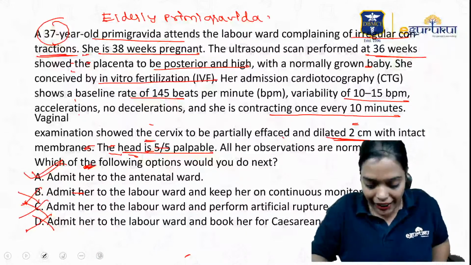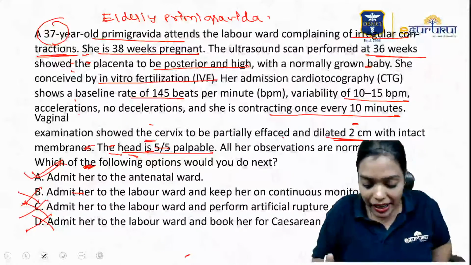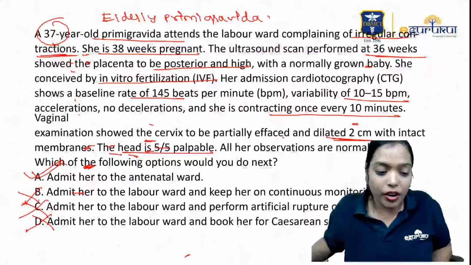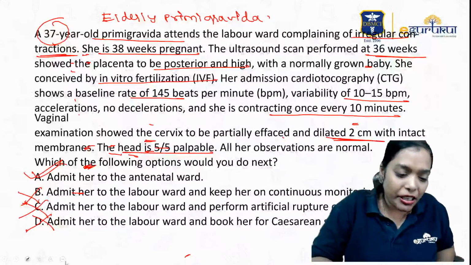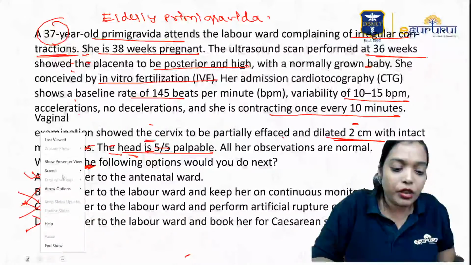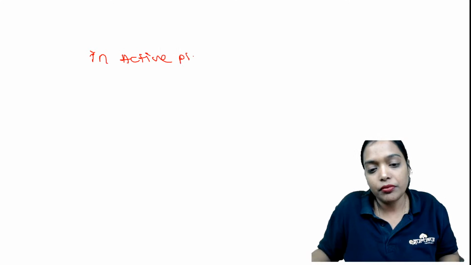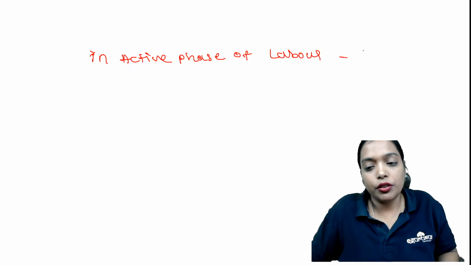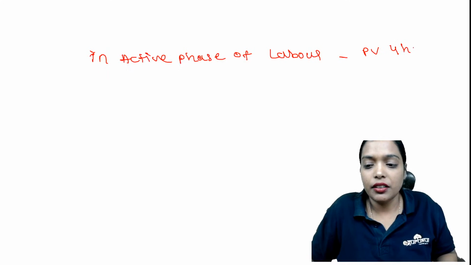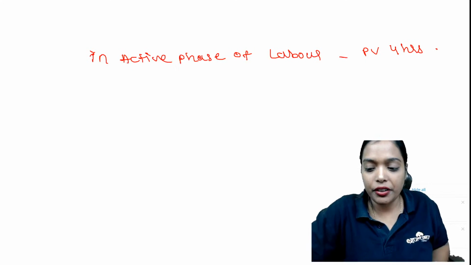Okay, so I request you to watch the WHO labor care guide definitely, guys. So I have a query here from Kirtana. So Kirtana, according to WHO labor care guide or according to our previous also, whenever the patient is in active phase of labor, you will do PV every 4 hours. Remember, in active phase of labor, you will do PV every 4 hours. When patient is in labor, you will always do PV every 4 hours. Okay.